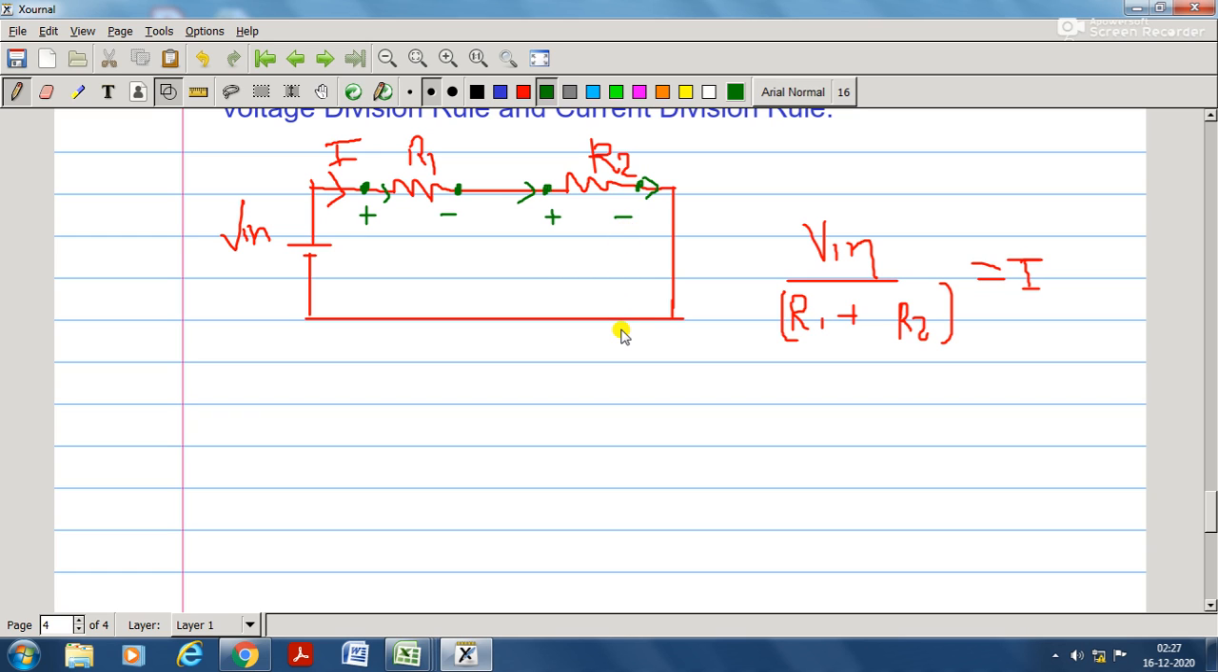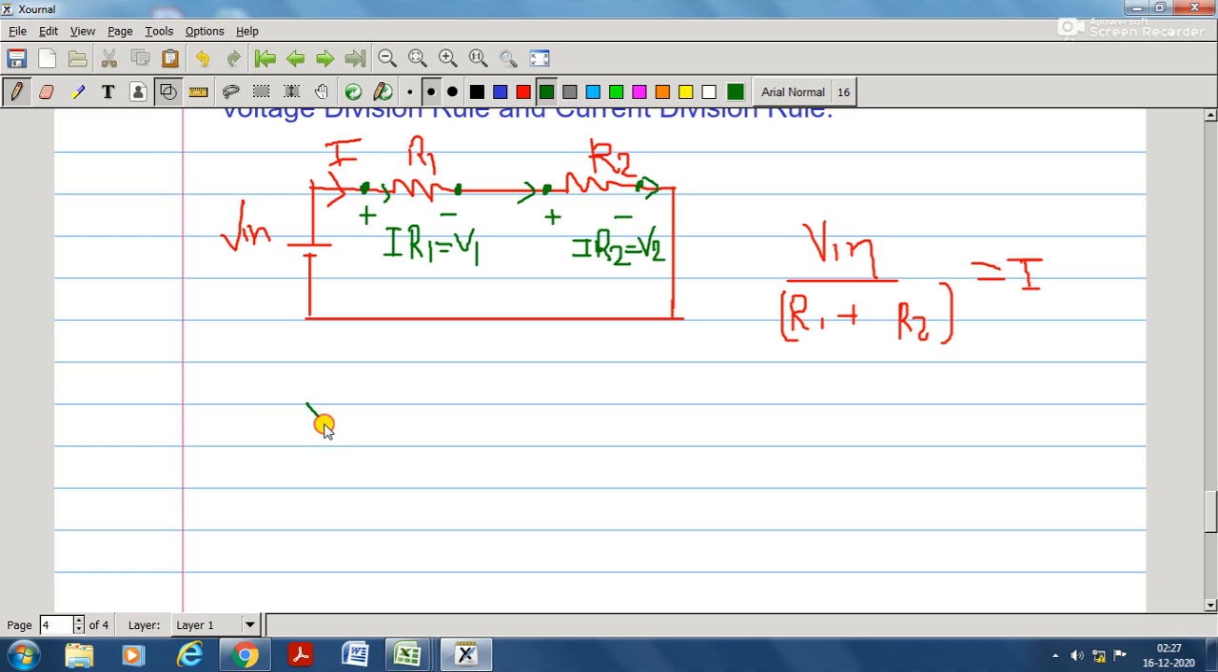Now, the overall current can be found as V in upon R1 plus R2. Now what will be the potential drop across R1? VR1 is I into R1, and in the similar way you can write I into R2. Now we are interested in how much V1 will be there and how much V2 will be there, the potential drop which takes place across R1 and the potential drop which takes place across R2.